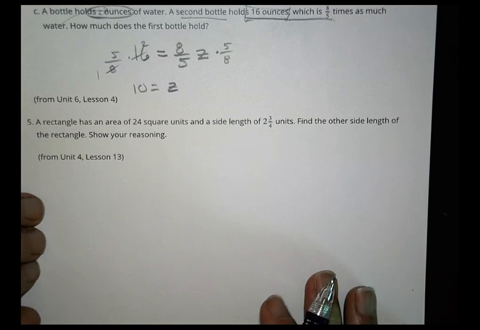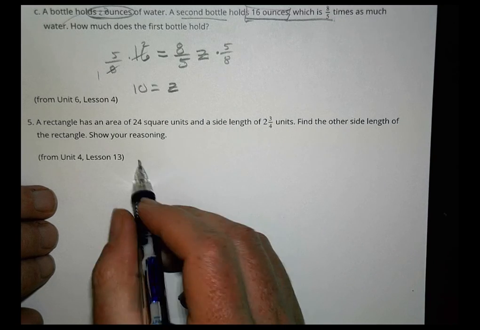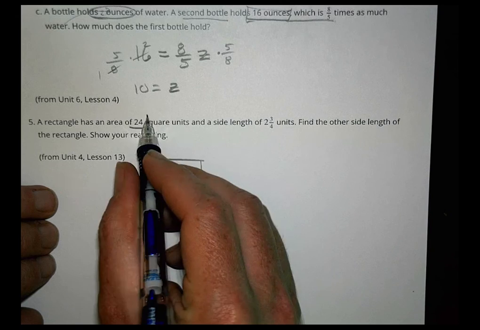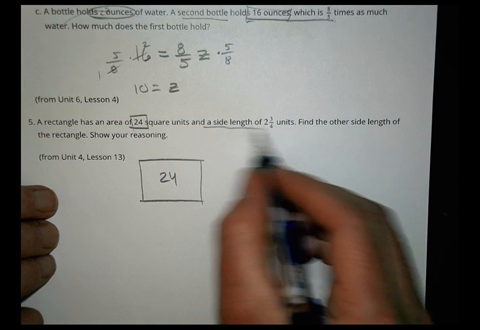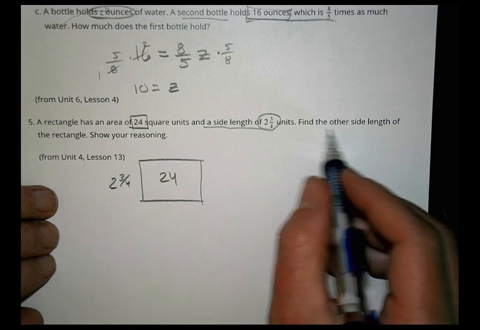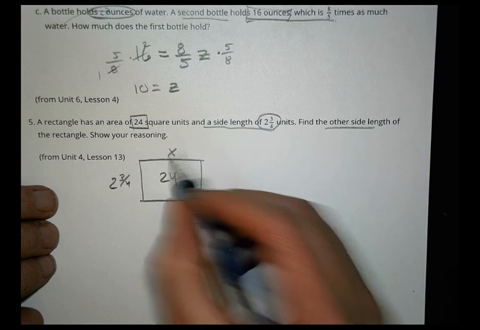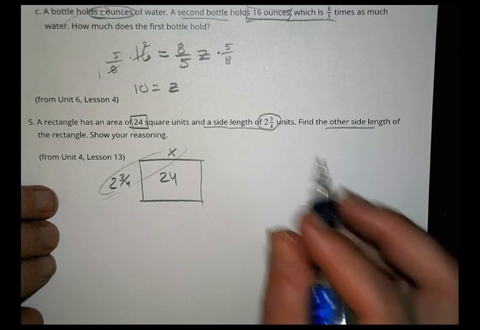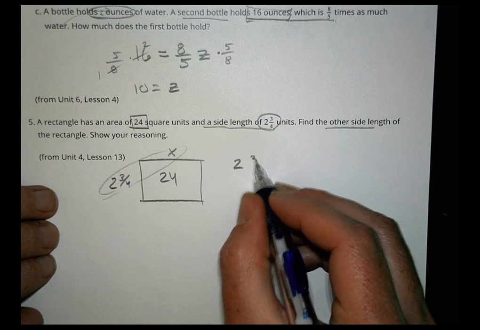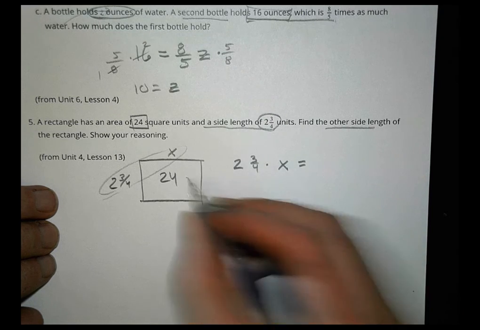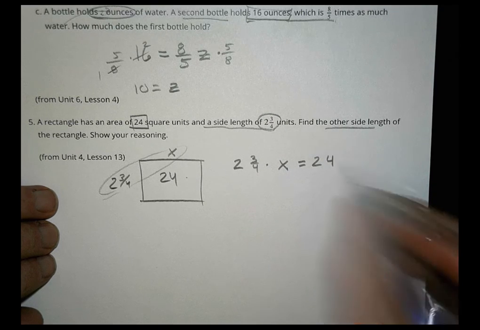And finally, number 5. A rectangle has an area of 24 square units. A side length is 2 3/4 units. Find the other side length. We'll call that X. Area is found by multiplying the two side lengths together. So 2 3/4 times X is going to be equal to our given area of 24.